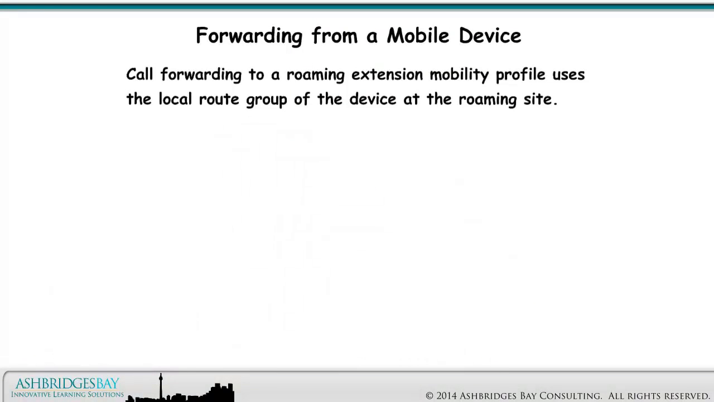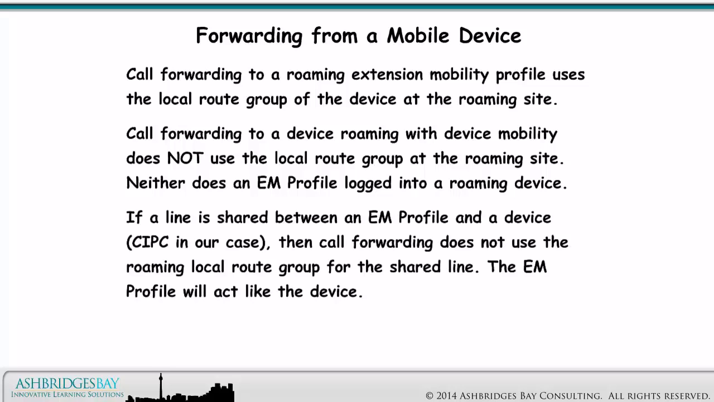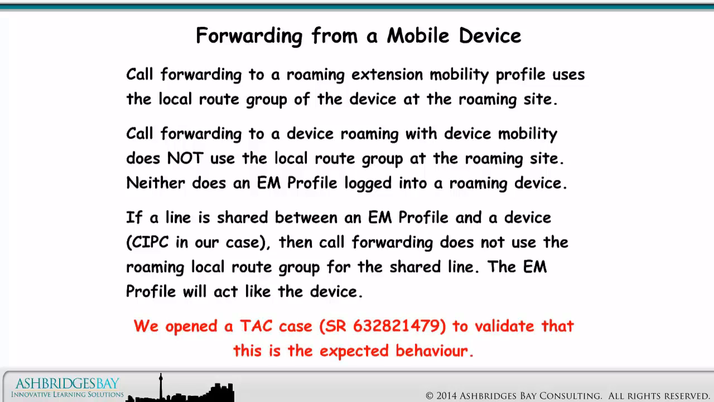Call forwarding to a roaming extension mobility profile uses the local route group of the device at the roaming site. Call forwarding to a device roaming with device mobility does not use the local route group at the roaming site. Neither does an EM profile logged into a roaming device. If a line is shared between an EM profile and a device, CIPC in our case, then call forwarding does not use the roaming local route group for the shared line. The EM profile will act like the device. We opened a TAC case to validate that this is the expected behavior. The case has been escalated and we are still waiting for an answer.